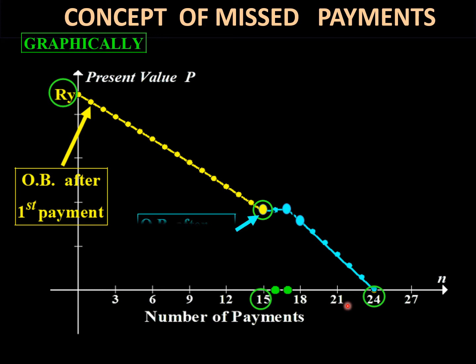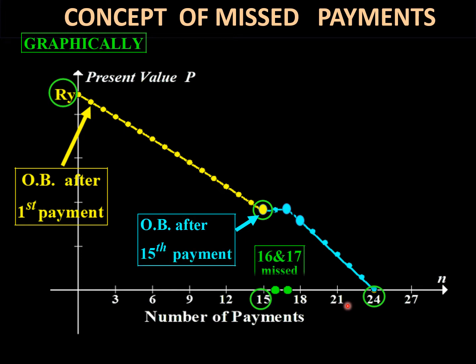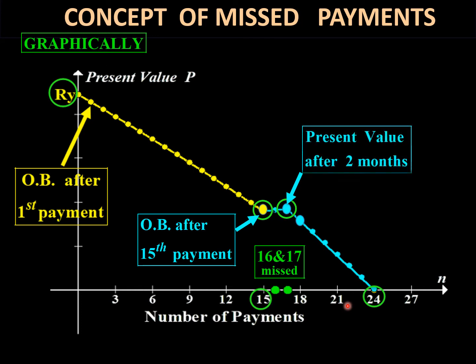So you have to find that outstanding balance after the 15th payment. There are the payments being missed, as you can see. Then we have to work out that present value after 2 months. You have to compound that growth, and then you can start calculating the new payments, and the new payments will start from the 18th. So there will be payment number 18, 19, 20, 21 up to payment number 24, and you can see the payments there will be different amounts.